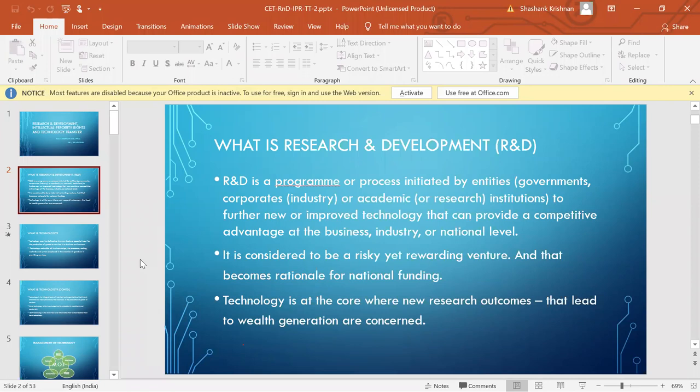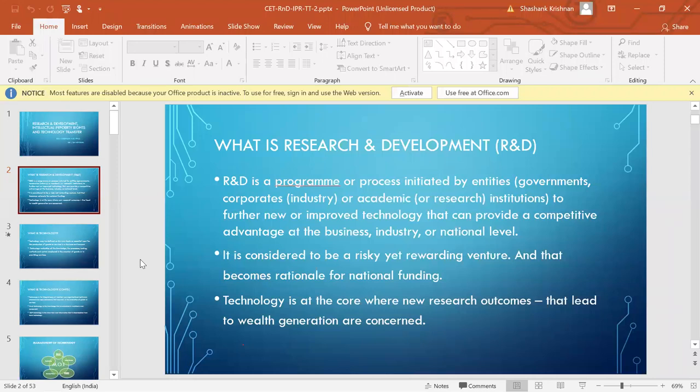So all these have a potential of developing certain technology, which could be a product or a process or a design or an artifact. So these are the rewards of our research. And how do we utilize this research? That is the challenge that we have to address and face.